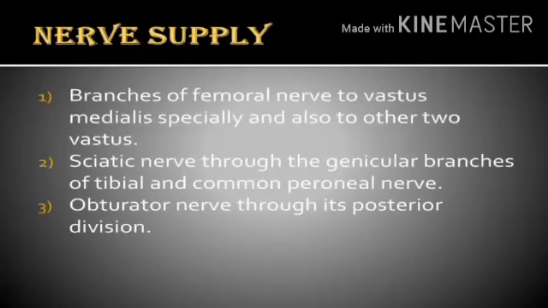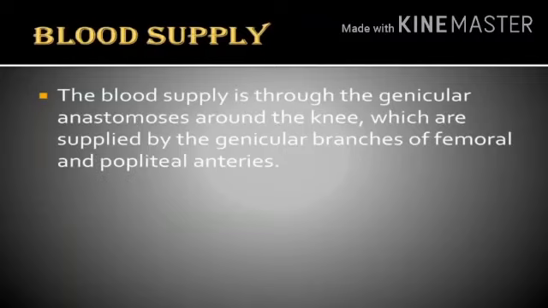Nerve supply: branches of the femoral nerve to the vastus medialis especially, and also to the other two vasti, that is the vastus lateralis and intermedius. The sciatic nerve supplies through the genicular branches of the tibial and common peroneal nerves. The obturator nerve supplies through its posterior division. So you can learn this through the FOS. Blood supply is through the genicular anastomosis.